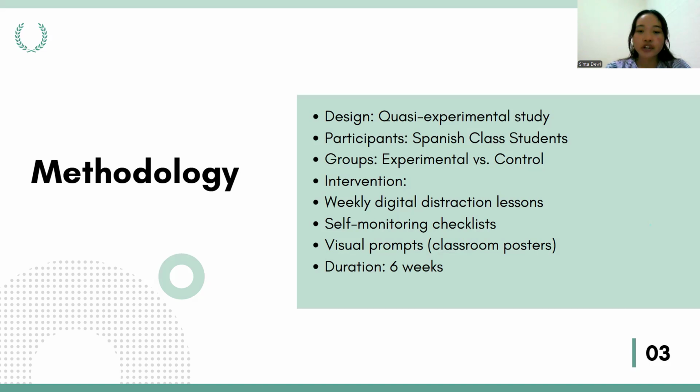And then, there are two groups used: the experimental group, which is given the intervention, namely a weekly digital distraction instruction lesson, a self-monitoring checklist, and visual prompts. And then there's also the control group, which is given the treatment as usual, with no difference. And the duration of this research is 6 weeks.